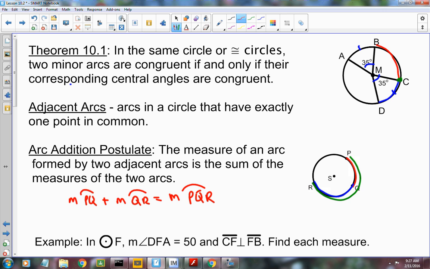Okay? That's how you talk about the measure of an arc. When you're just naming the arc, you just name it arc CD. But when you're talking about the measure, you put the little m in front of it.